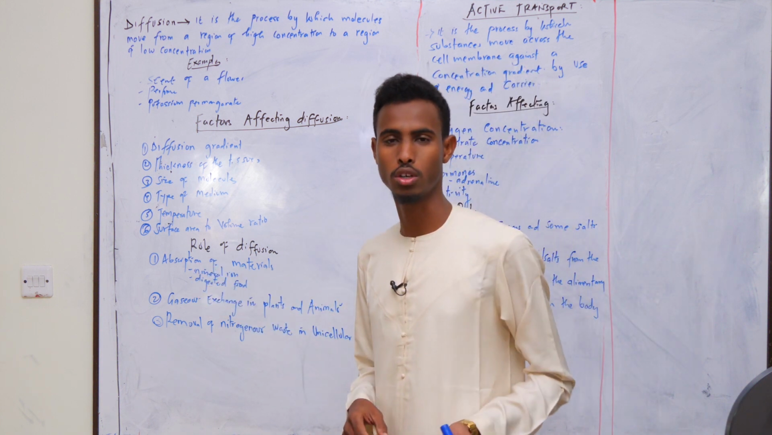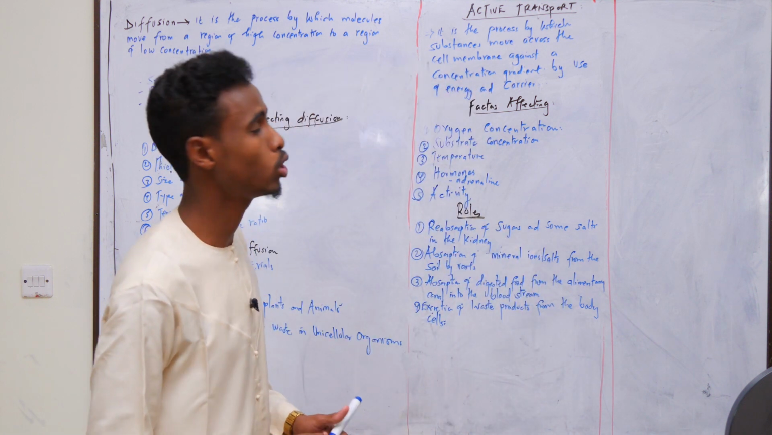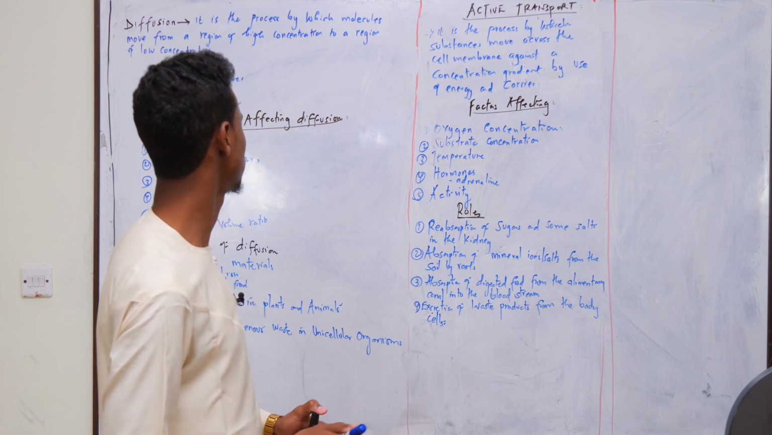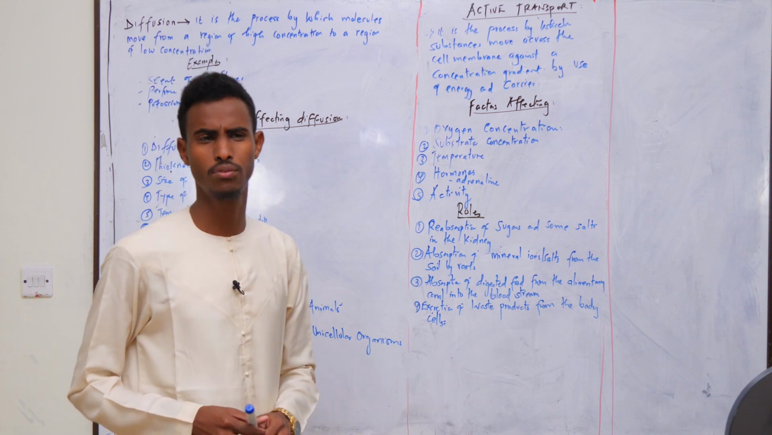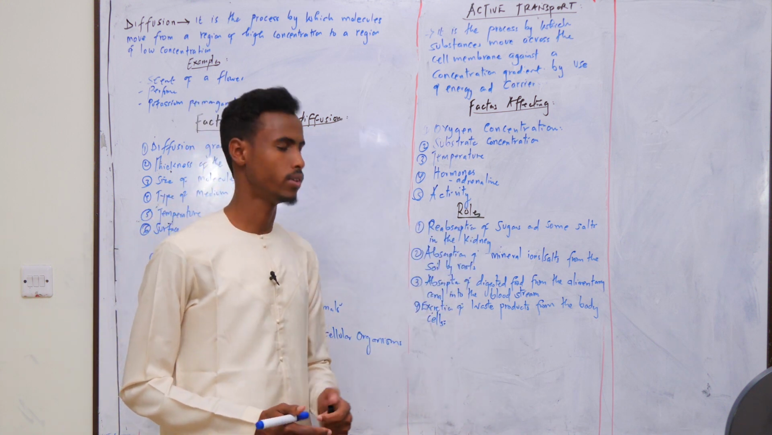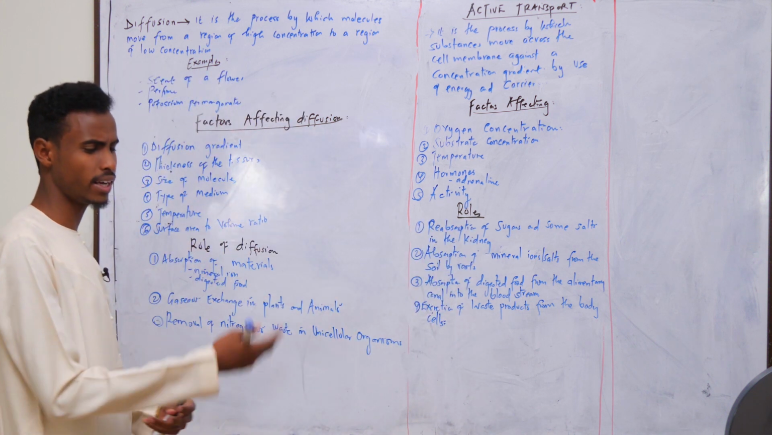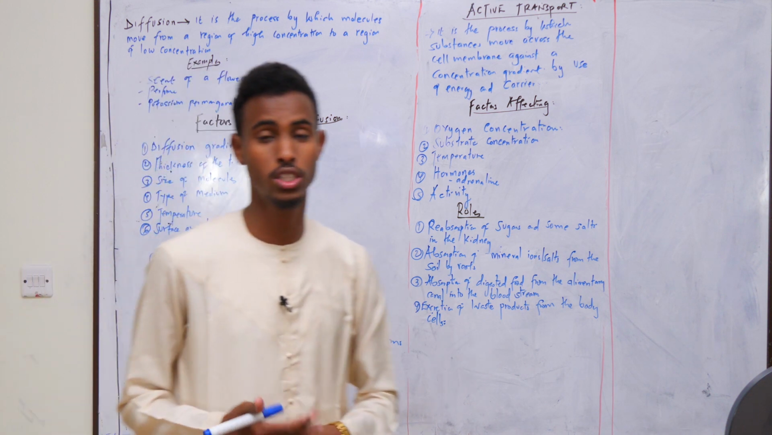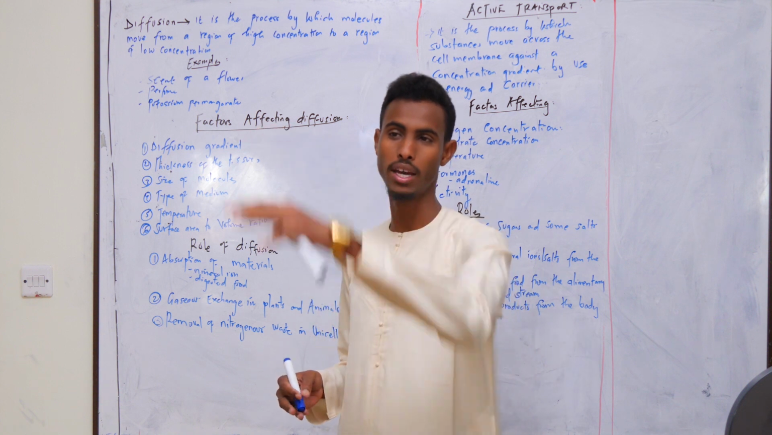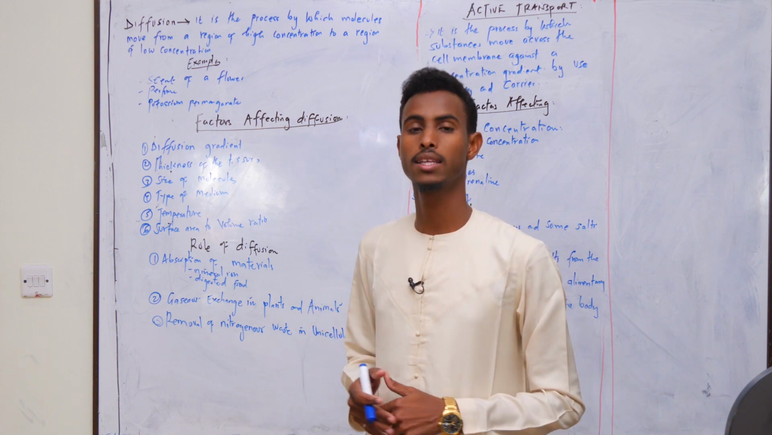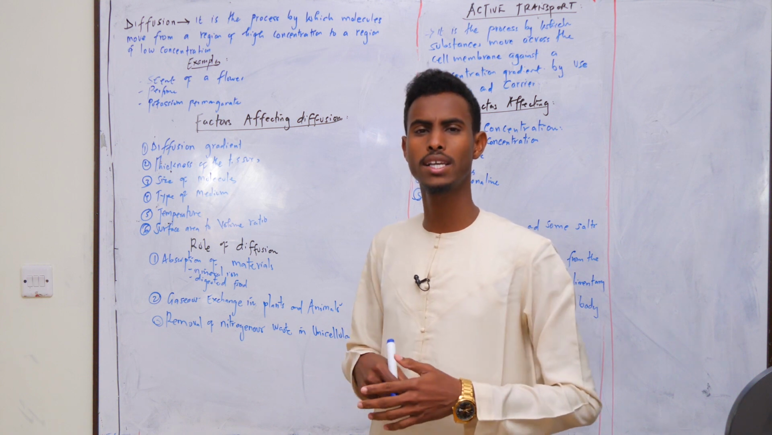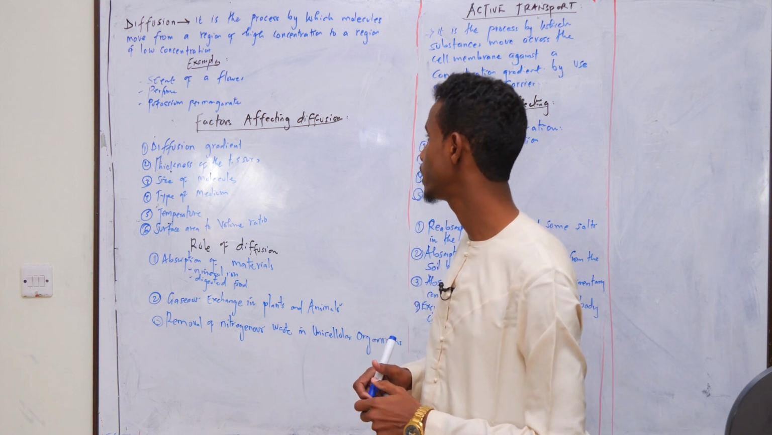Therefore, diffusion is the process by which molecules move from a region of high concentration to a region of low concentration. As such, class, we say that diffusion takes place along the concentration gradient. Very good. Now let's give an example of a scenario where diffusion is experienced. The scent of a flower, maybe a flower is somewhere there and sometimes you smell its scent. The scent of the flower is spread through the process of diffusion.